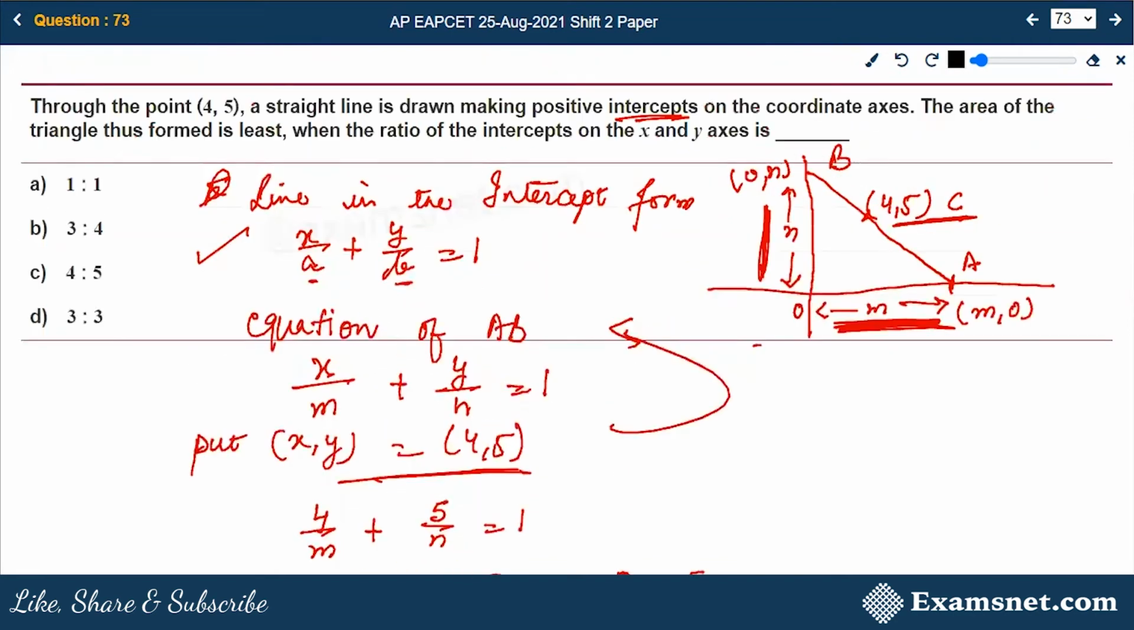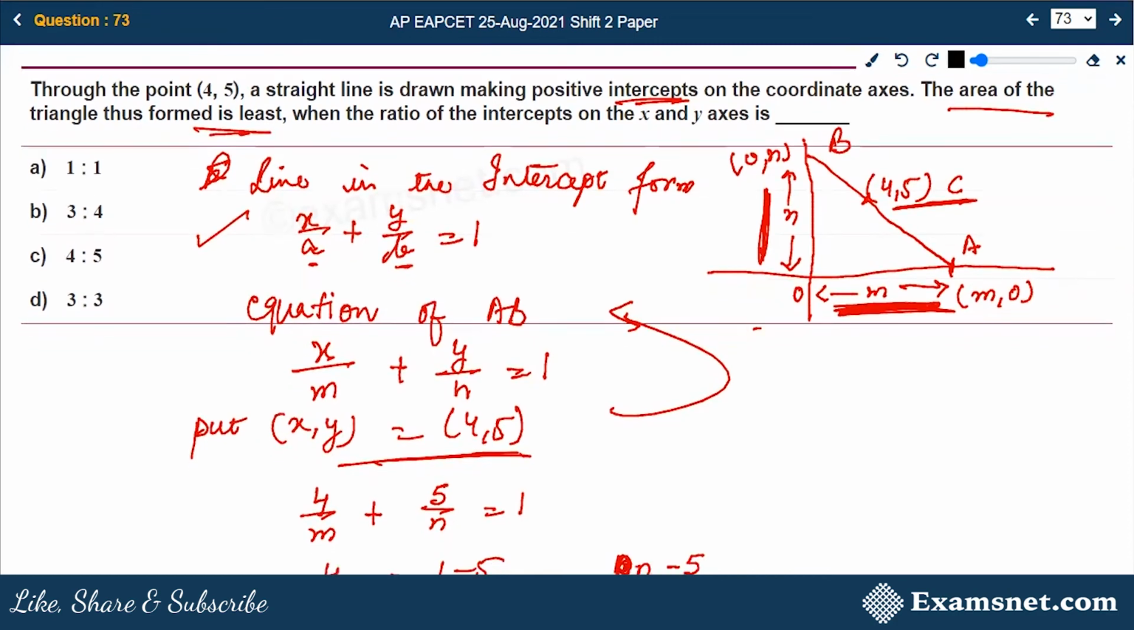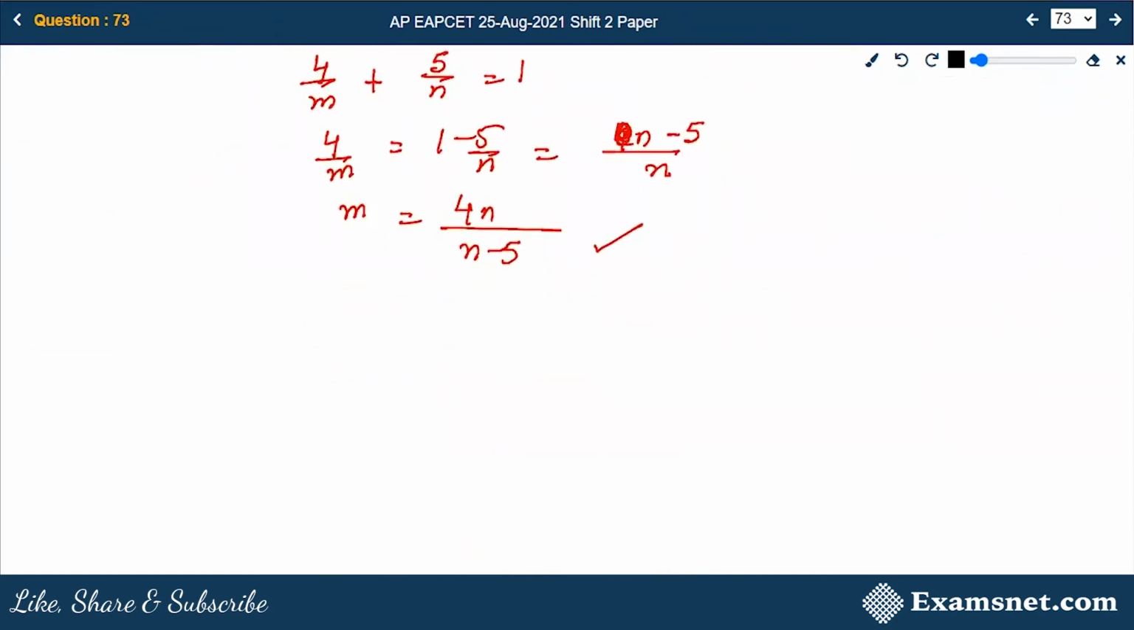Now, one more thing is given, that the area of the triangle thus formed is least. Now move to the area, because it has been discussed also. You know the formula for the area of a triangle? Half into base into height. Area of triangle is half into base, in this case M, and height is N.